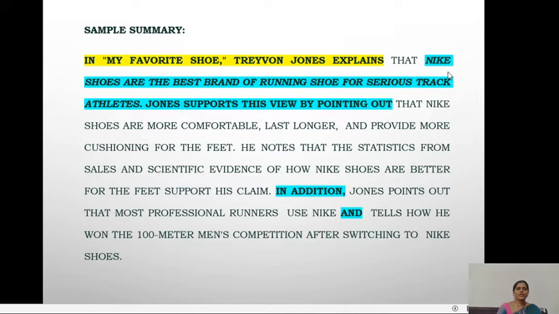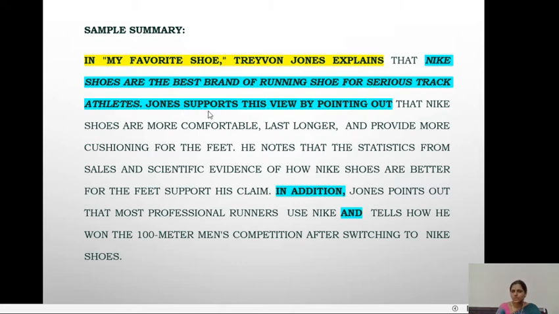What is that main point? Nike shoes are the best brand of running shoe for serious track athletes. This is the main statement he has given. And whatever supporting details he has provided in his article would support this main statement only. So when you read this main statement, you come to know that the whole article would be supporting this statement, how these Nike shoes are the best brand of running shoe for serious track athletes. Now, how he supports his main statement, we have put in his words only.